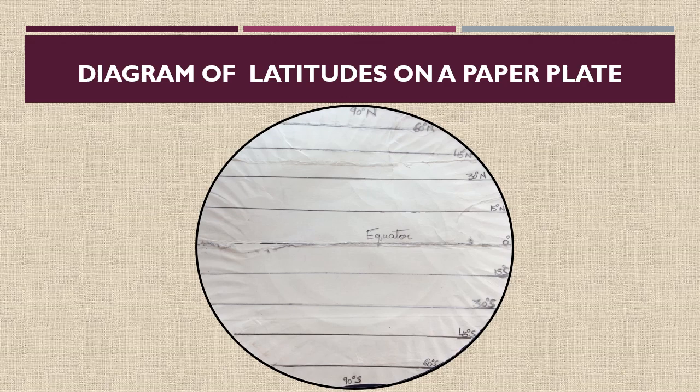The circular paper plate can be utilized to draw a labeled diagram of the latitudes, or the horizontal imaginary lines drawn on the Earth, with angular measurements to identify and locate the equator, Tropic of Cancer, Tropic of Capricorn, Arctic Circle, and Antarctic Circle in the hemispheres of the Earth.